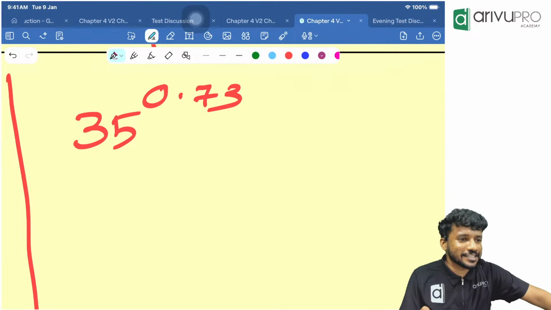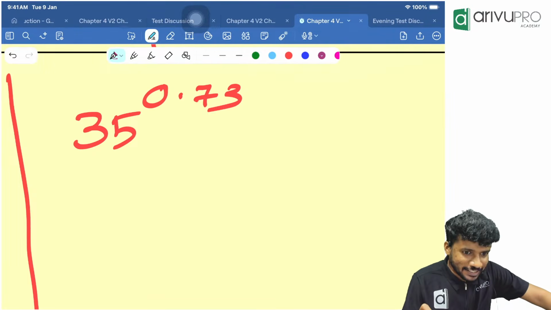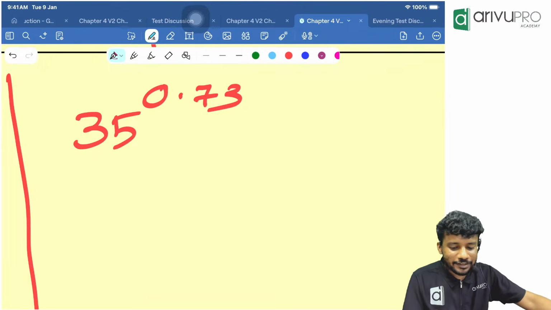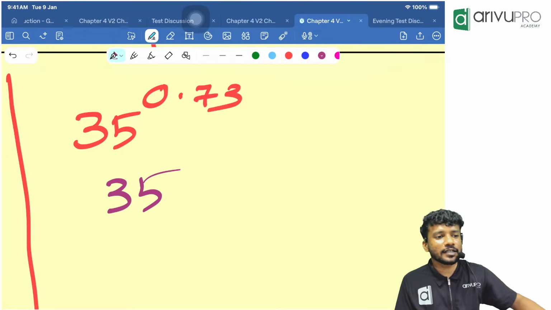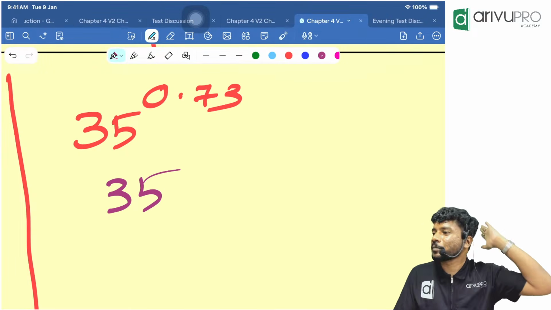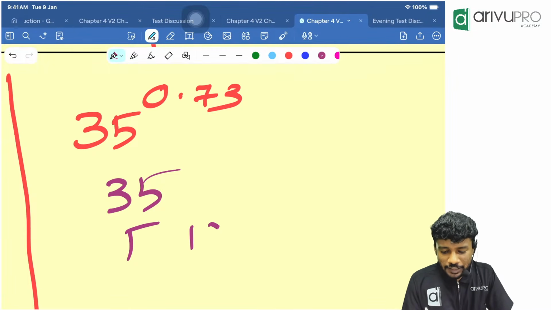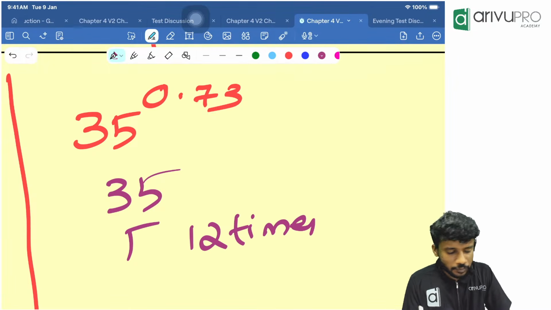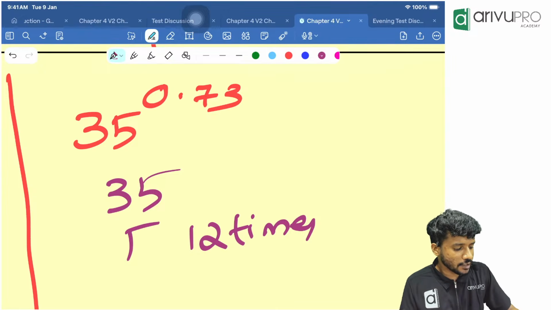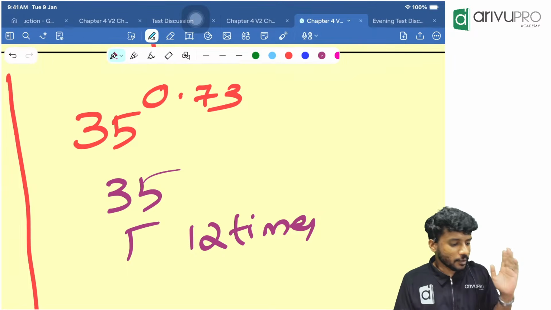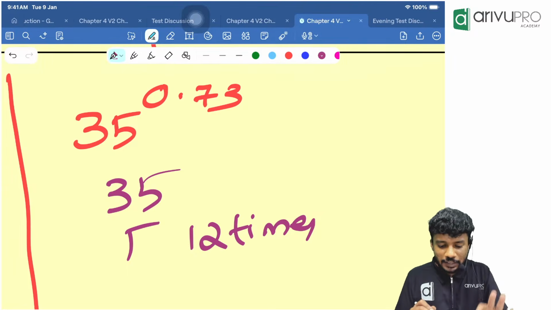Whenever the power is a decimal or a fraction, how do you hack the calculator? Type 35, the base number, on your calculator. Then how many times are you going to click the root? 12 times. Click that root 12 times, people. 1, 2, 3, 4, 5, 6, 7, 8, 9, 10, 11, 12. You got 1.000 something. But is it over?